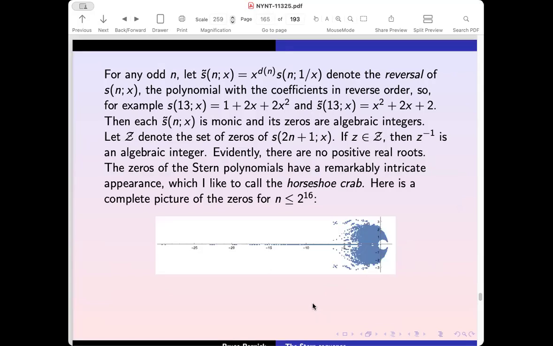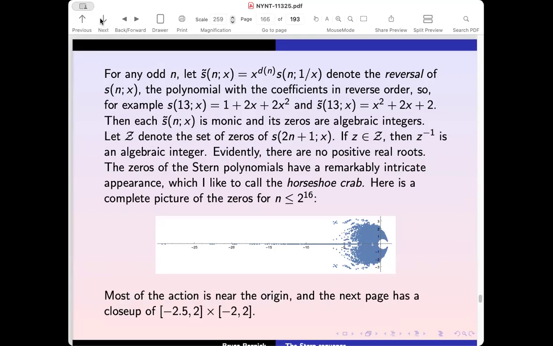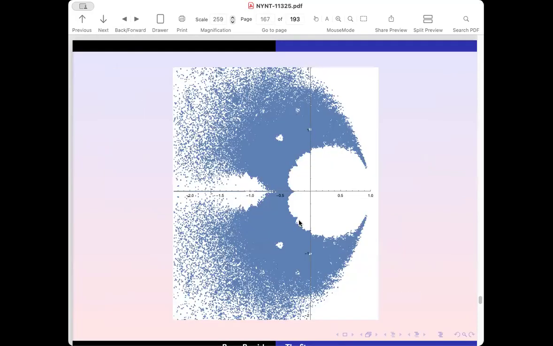Here is a picture of the zeros for n going up to 2^16. I call this the horseshoe crab. As I said, I grew up on the East Coast, so I sort of saw horseshoe crabs. Let me give you an expansion of what it looks like over here. So these two, the points that have little holes around them, are the cube roots of 1.